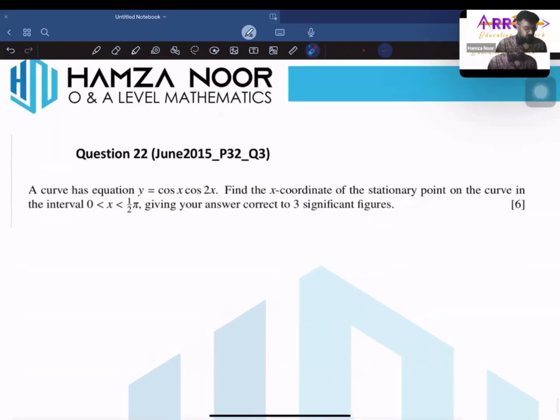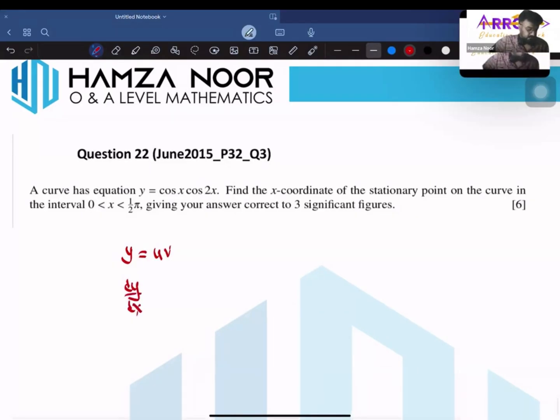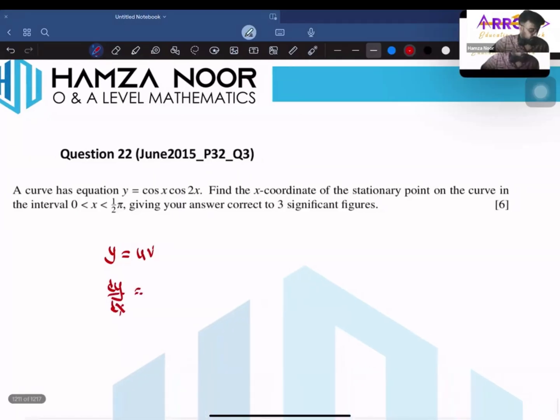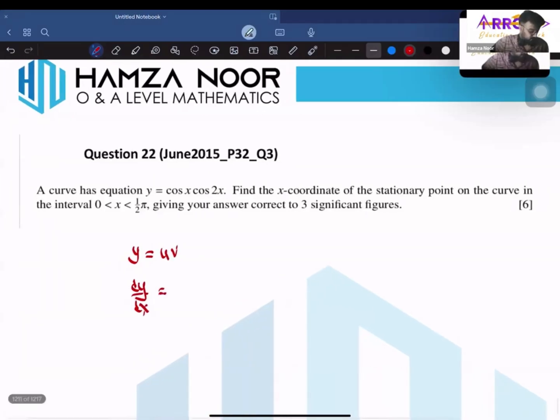So first things first, the equation of the curve is given to us as a product of two functions, meaning the equation of the curve is given in the form y is equal to u times v. So dy over dx is equal to uv dash plus vu dash. This formula is also given to you in the booklet as well.